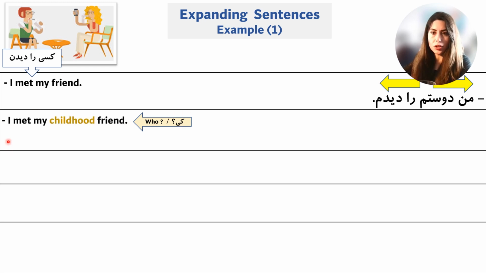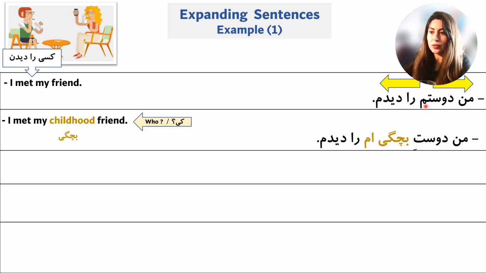So instead of just saying I met my friend, we can add an adjective, and I say something like I met my childhood friend, or I met my very good friend, or just some kind of adjective if it applies. So in this case I decided to go with childhood. Childhood is بچگی. So let's add childhood to this sentence. من دوست بچگیم را دیدم.